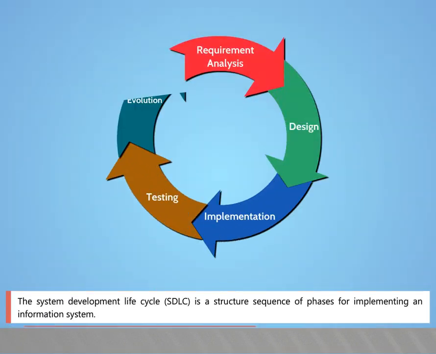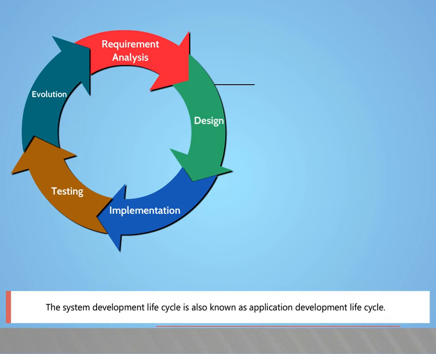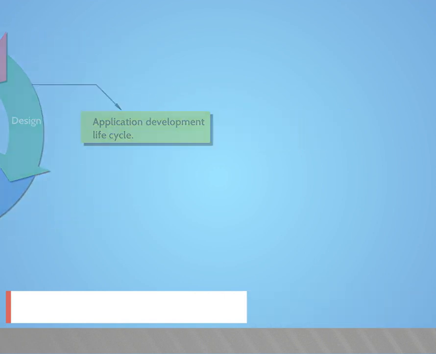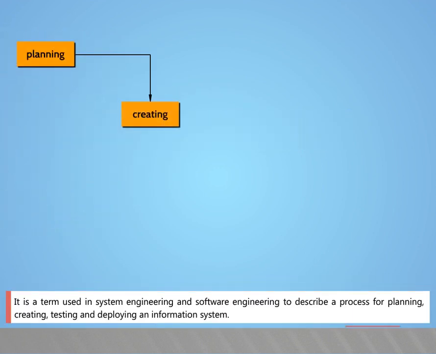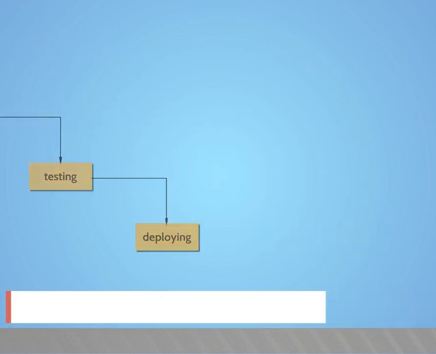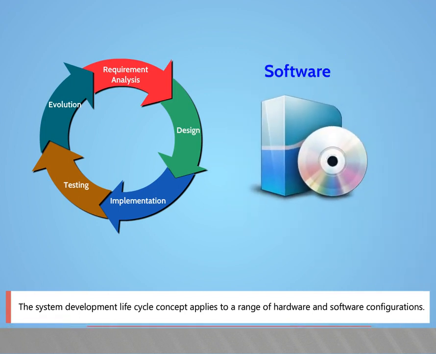The System Development Lifecycle, that is SDLC, is a structured sequence of phases for implementing an information system. The System Development Lifecycle is also known as Application Development Lifecycle. It is a term used in system engineering and software engineering to describe a process for planning, creating, testing, and deploying an information system. The System Development Lifecycle concept applies to a range of hardware and software configurations.